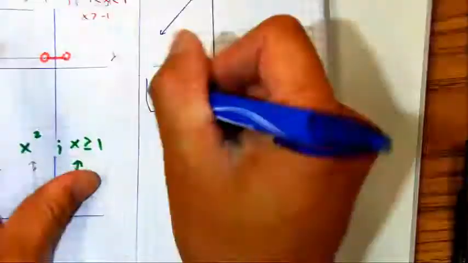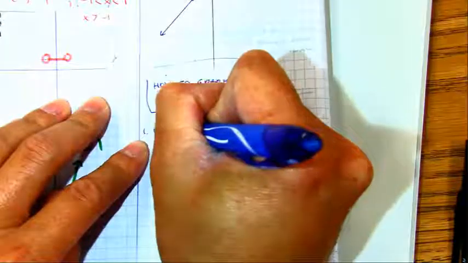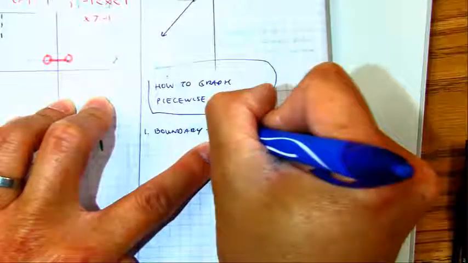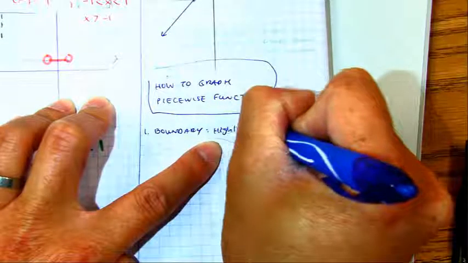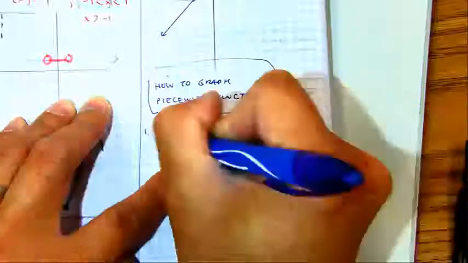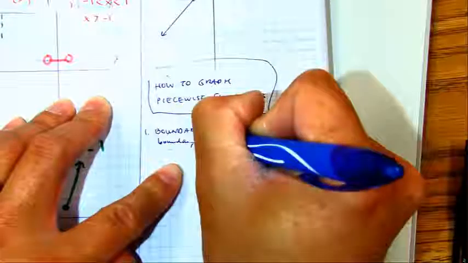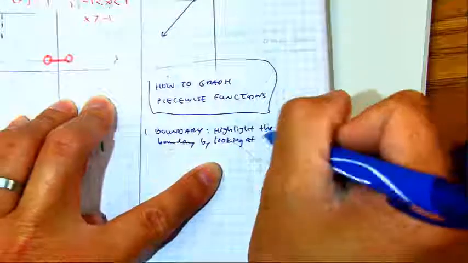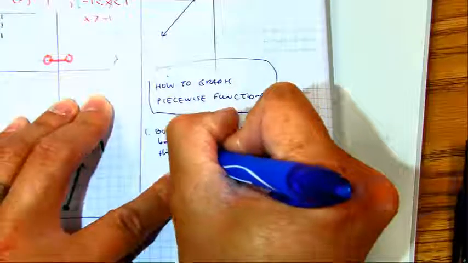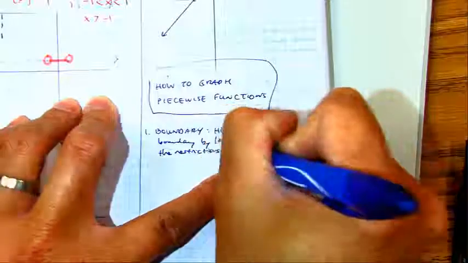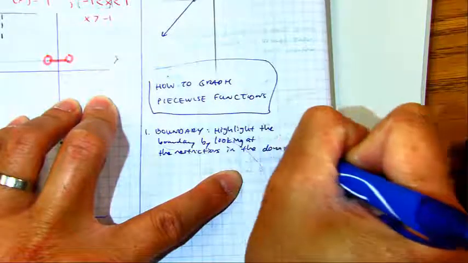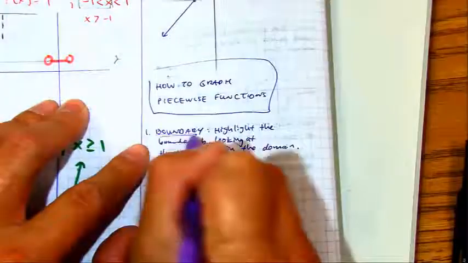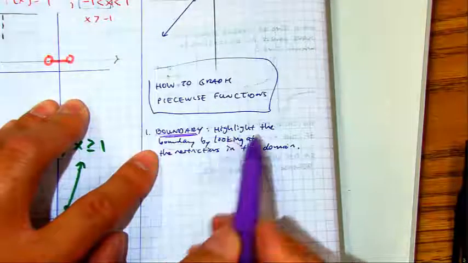Number 1, everyone say boundary. Highlight the boundary by looking at the restrictions in the domain. Boundary. Highlight the boundary by looking at the restrictions in the domain.